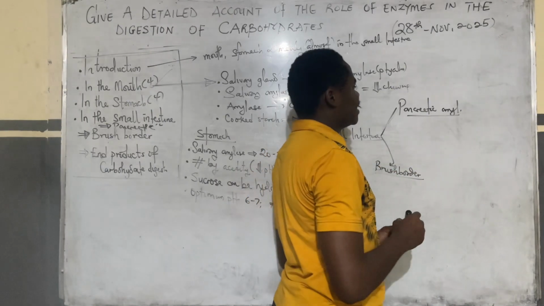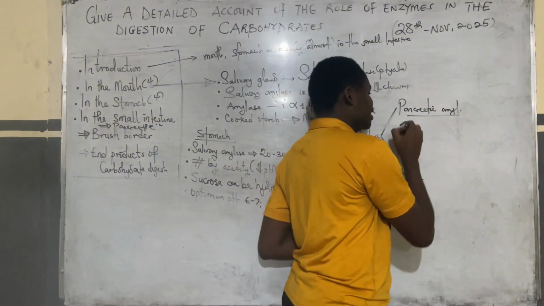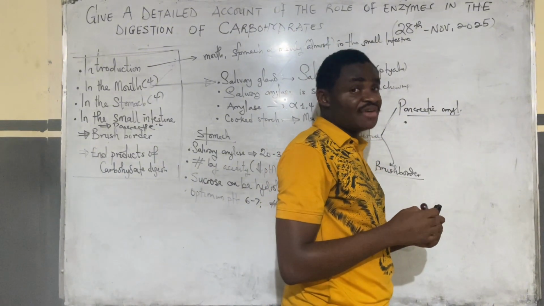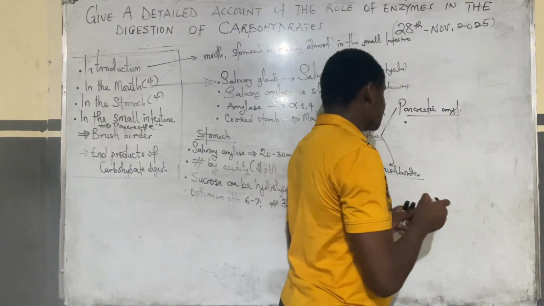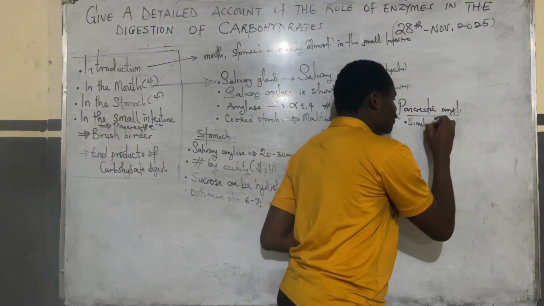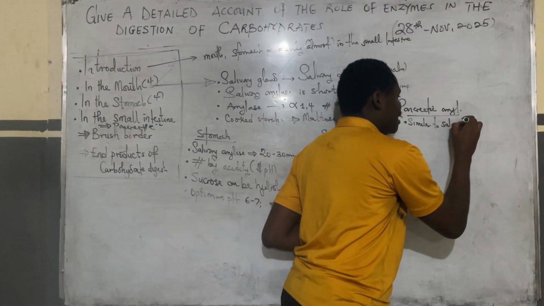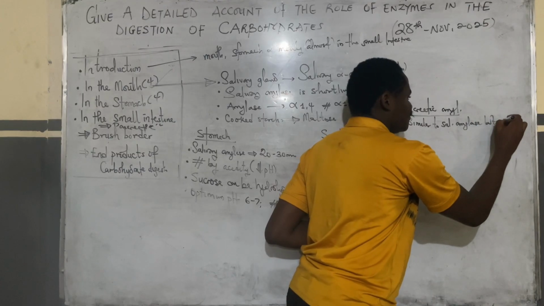Now, because of the pancreatic amylase, number 1, pancreatic amylase is similar to salivary amylase. The only reason, number 1, is that it is more powerful. So I say, similar to salivary amylase, but more powerful.